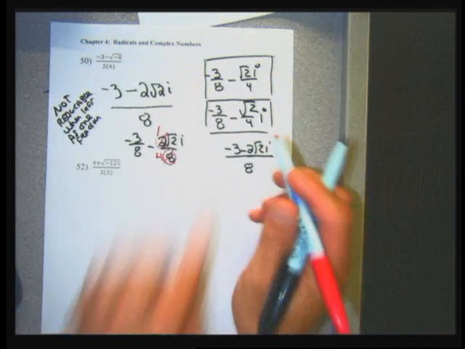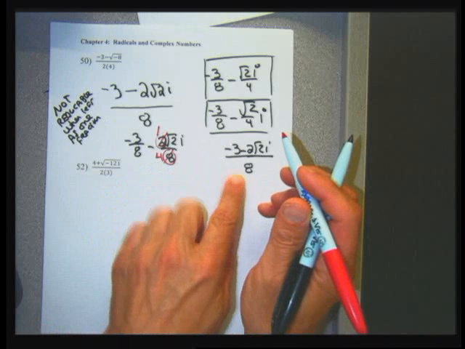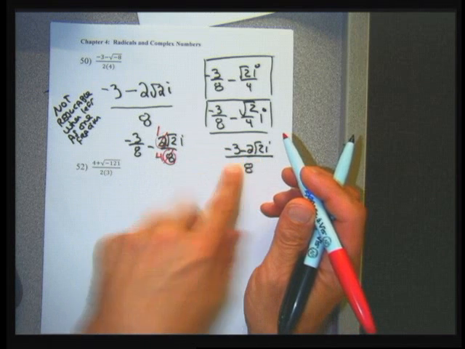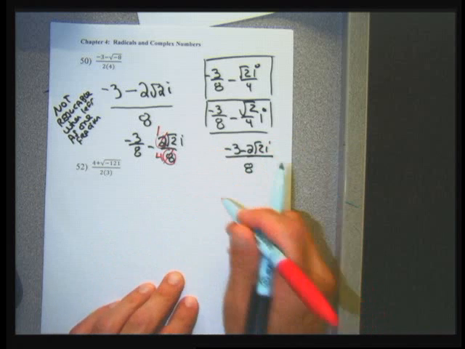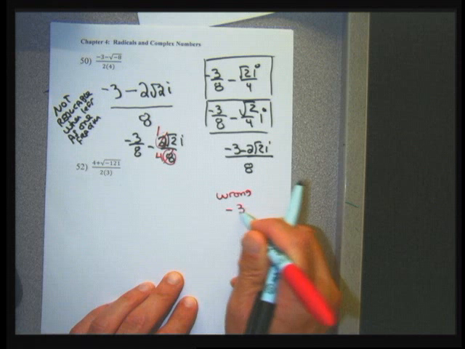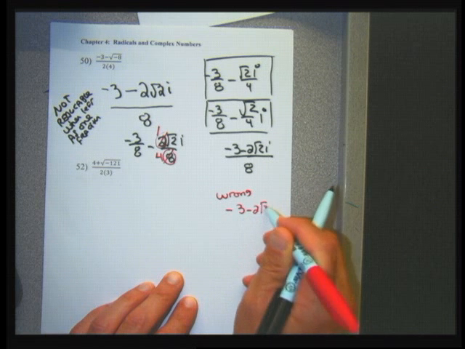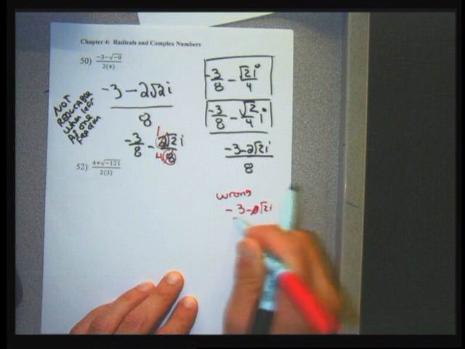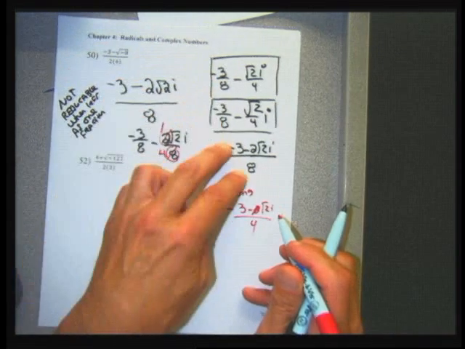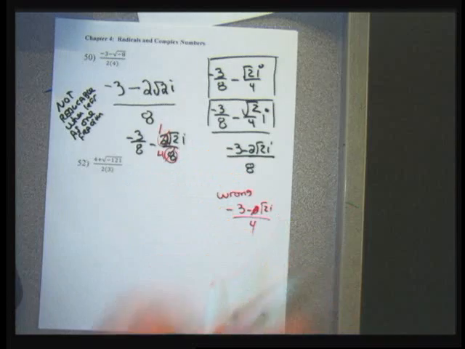So because negative 3/8 needs to be part of my answer, if I leave it as one fraction, I can't reduce this because I need to keep the negative 3/8. It would be wrong if I wrote negative 3 minus 2 radical 2i, or radical 2i over 4, because I don't have my 3/8 anymore. All versions of the answers have the 3/8. This one has the 3/4. It's not good.